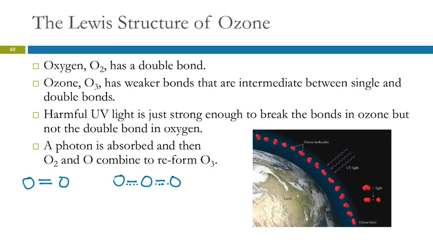So what happens is we get a photon. Let me do it this way. We've got a photon of UV light coming in, and it can break one of these bonds. The result of that is we make oxygen and an oxygen atom. Well, the oxygen atom is not very stable, and so these are going to recombine and reform the ozone. And so a lot of the UV light from the sun is absorbed by the ozone layer.